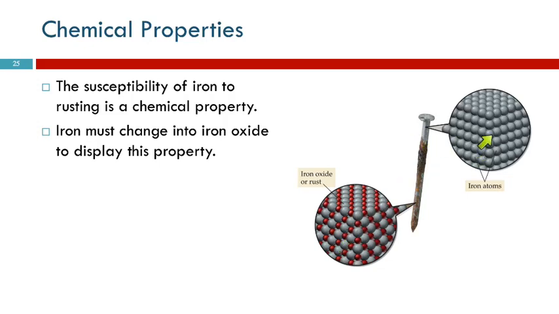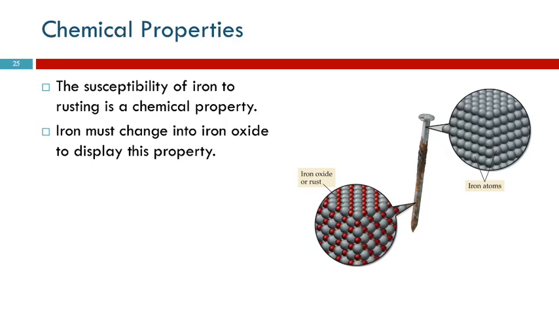The iron atoms get separated and oxygen comes in here, and we observe on the outside that the rust is flaky, it's not as strong, it's a different color. And so this is a chemical property that iron will rust. In the process of observing or demonstrating this chemical property, the iron is changed into something else.